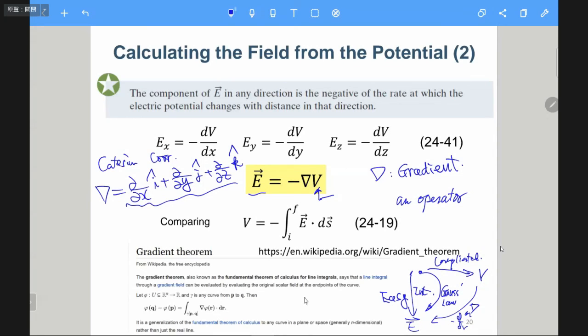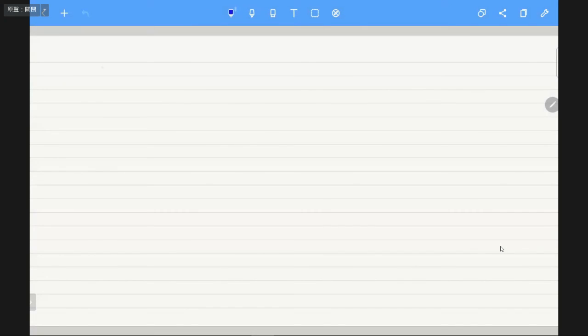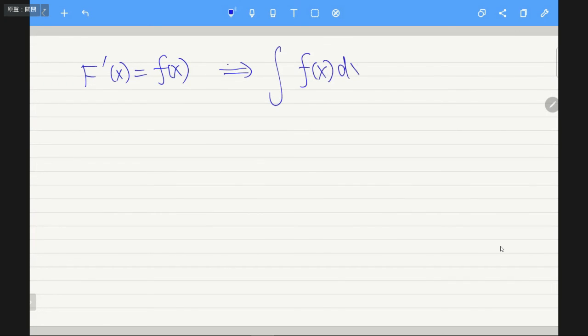So in calculus class, you probably know that the fundamental theorem of calculus is like: if we have F prime of x equal to small f of x, then if you would like to calculate the integral of f of x dx from a to b, it is nothing but capital F of b minus capital F of a. So this is the fundamental theorem of calculus in 1 dimension.